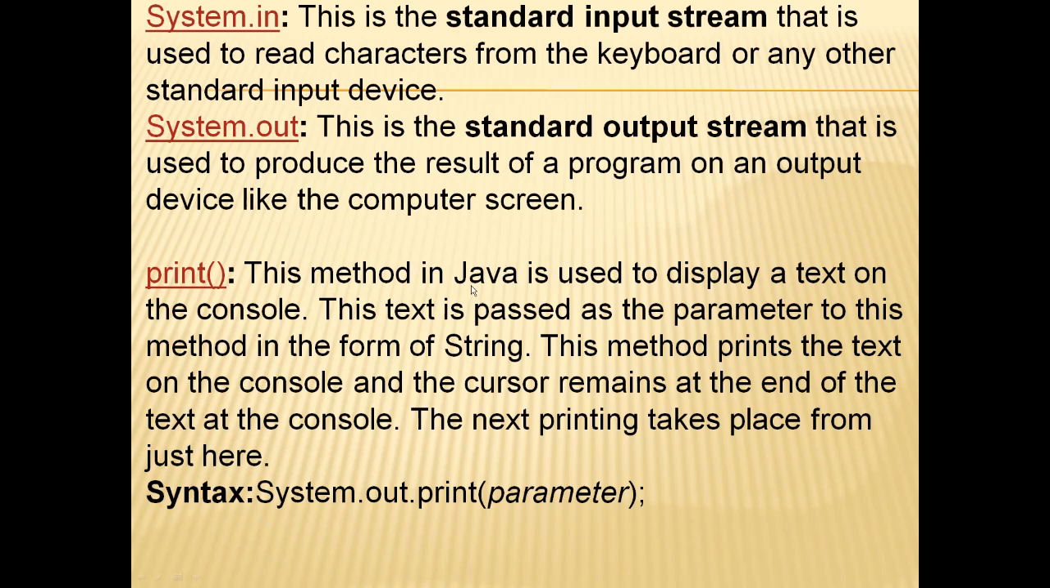Print. This method in Java is used to display a text on the console. This text is passed as the parameter to this method in the form of a string. This method prints the text on the console and the cursor remains at the end of the text at the console. The next printing takes place from just here. The syntax of this printing is System.out.print. There we will write the parameter which we want to display on the screen.